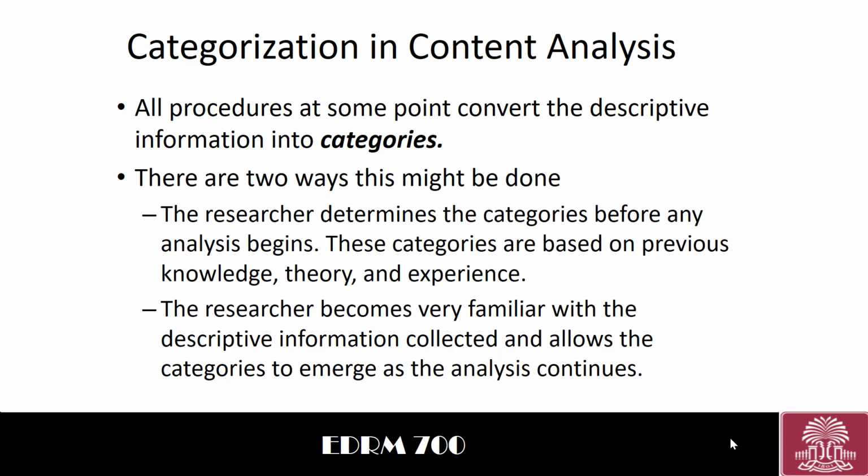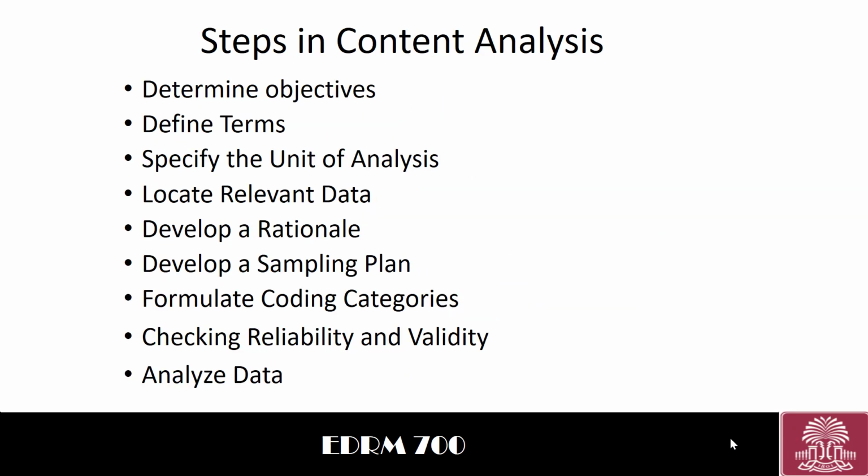All procedures at some point convert descriptive information that is gathered into categories. You can do this in two main ways. The researcher could determine the categories before analysis begins and base those categories on previous knowledge, theory, or experience. Alternatively, a researcher becomes very familiar with the descriptive information collected and allows the categories to emerge as the analysis continues. There are a number of steps that we undertake when doing a content analysis.